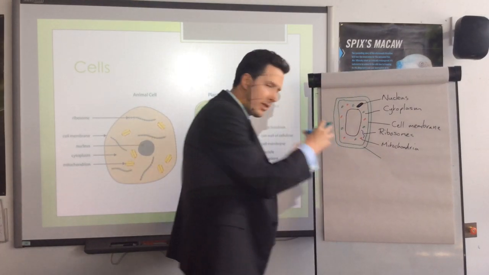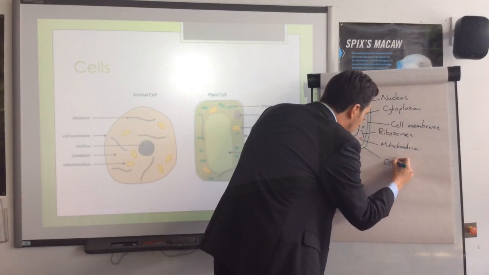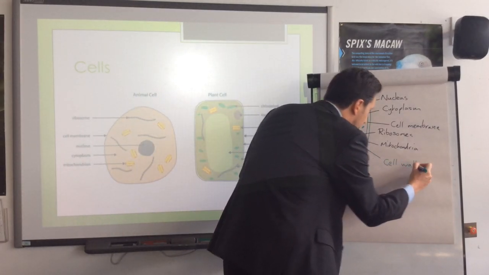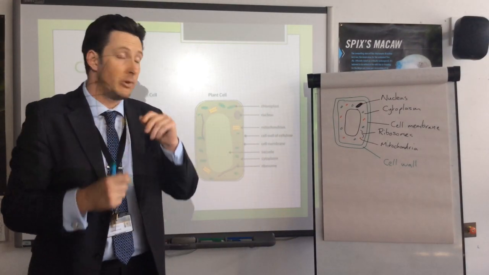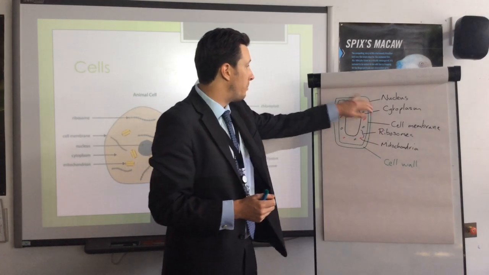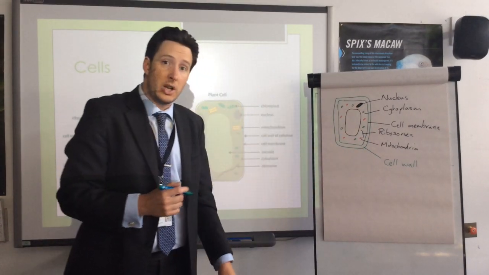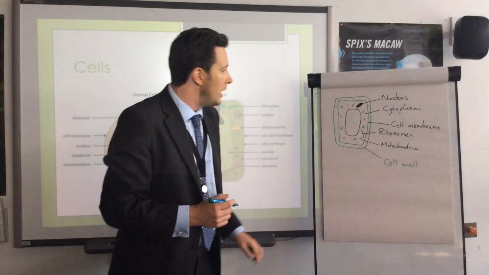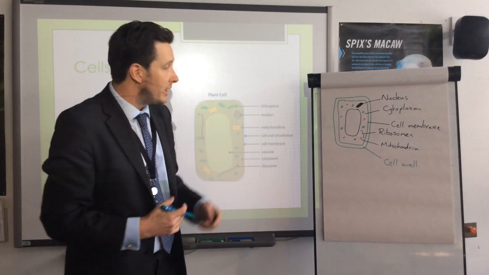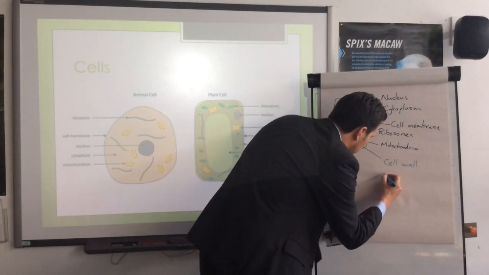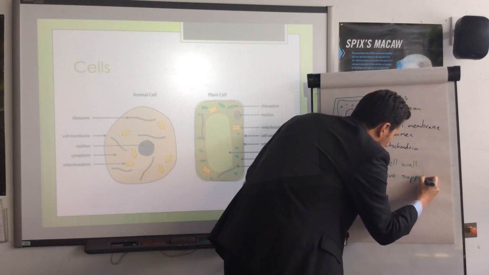The outer thick layer that I said was round the outside of the plant cell is the cell wall. What do we know about walls? Walls are strong, they're tough, they stand upright. That's what the cell wall does. It provides support and structure for the plant cell itself. People seem to think the cell wall is to keep things out. It's not. It gives support and it gives structure.